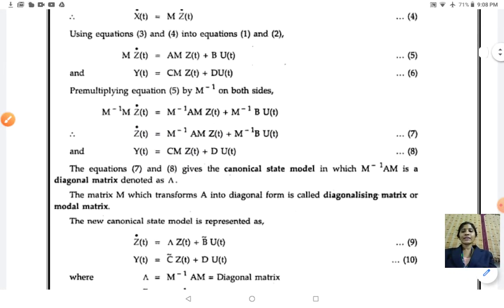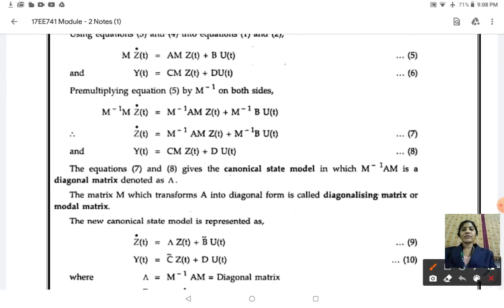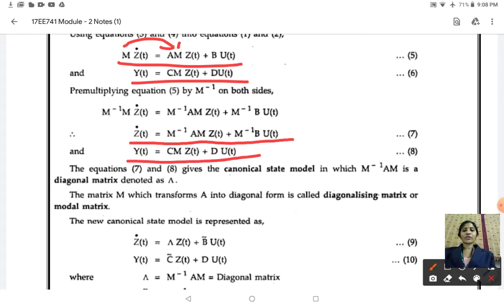Now in these two equations, that is equation number 5 and 6, if this M is moved onto your right hand side, you will be getting z dot of t is equal to M inverse AM z of t plus M inverse B u of t. Y of t is equal to CM z of t plus D u of t. So it is the modified form of your state equation and output equation.